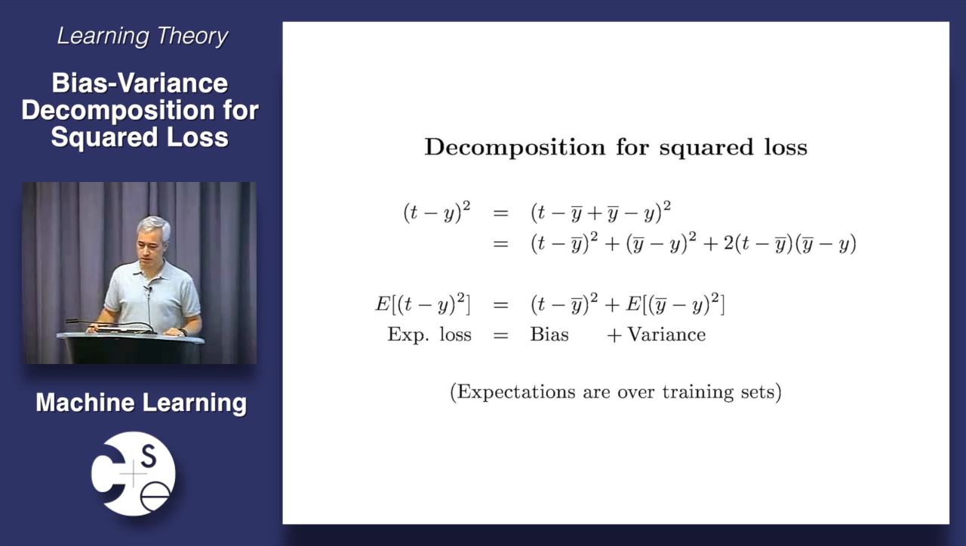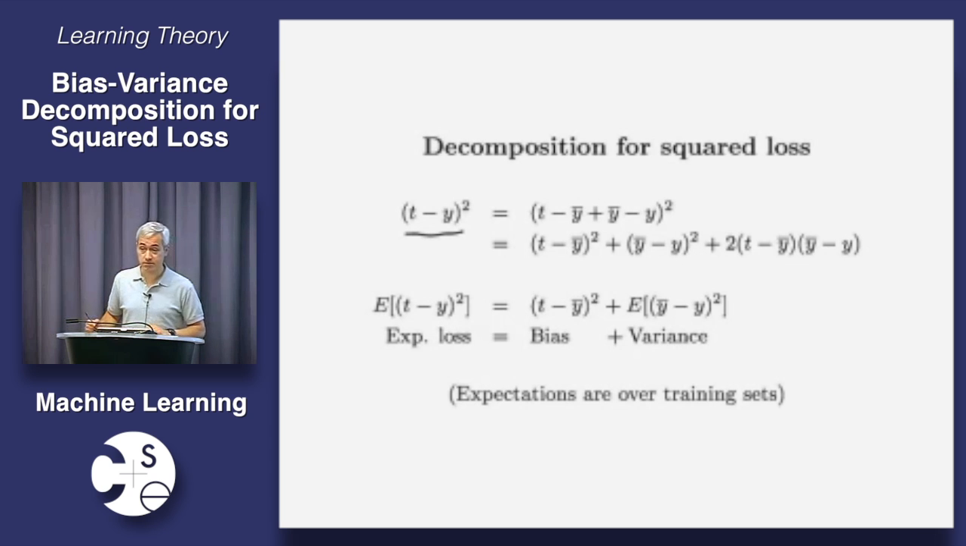Okay, let's derive the famous bias variance decomposition for squared loss. Just a couple of easy steps. So here's my squared loss for one example. It's t minus y squared. Okay, t is the target value, y is the predicted value. And I'm going to represent with a bar the average y, the mean y.